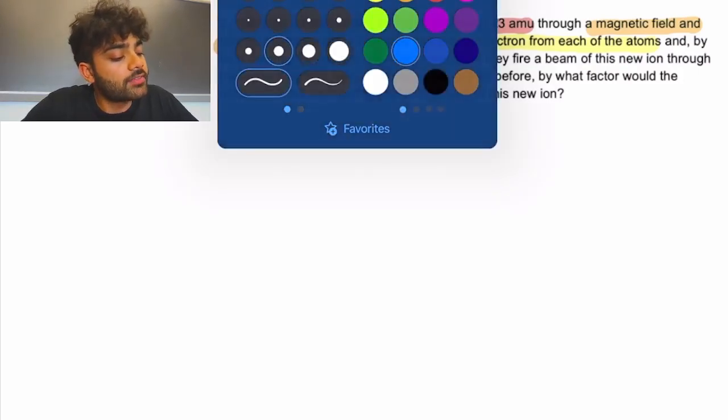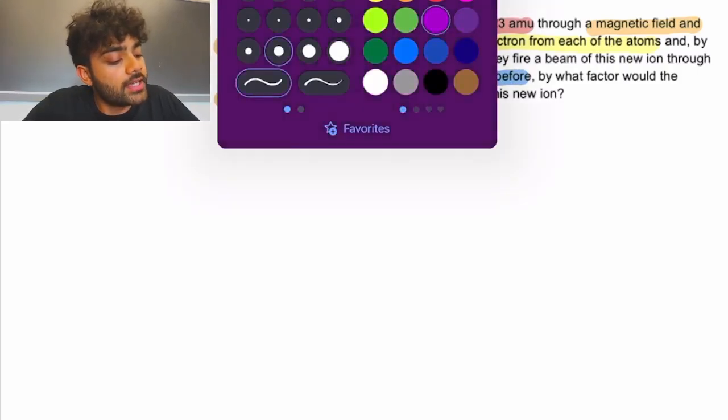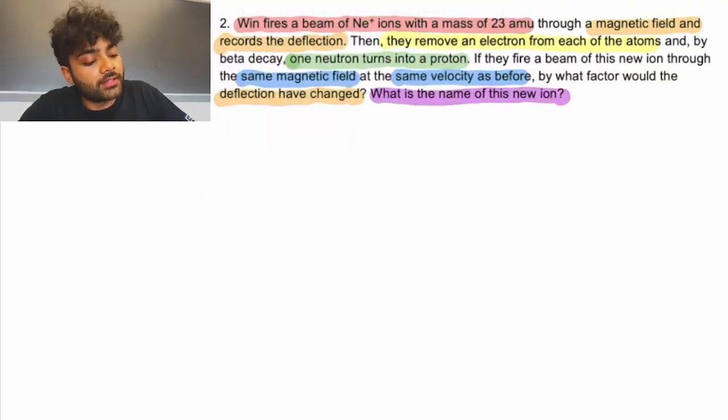Now, we are asked that if they take this new ion and fire a beam of it through the same magnetic field and at the same velocity as before, what factor would the deflection change, and what is the name of the new ion? So let's start with the name, and let's go over how naming works in general by working through the name for our initial neon plus.